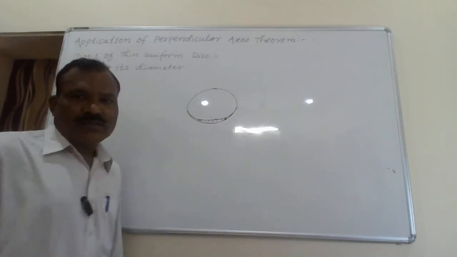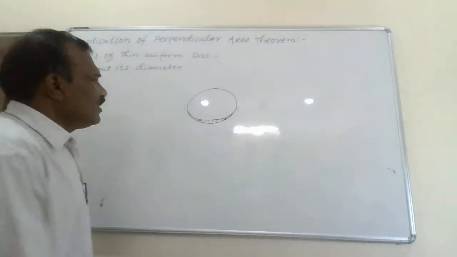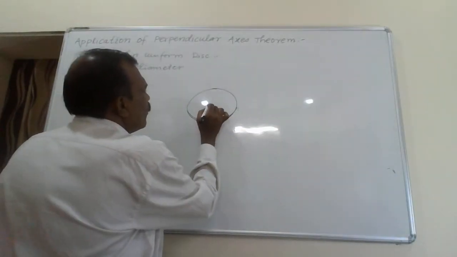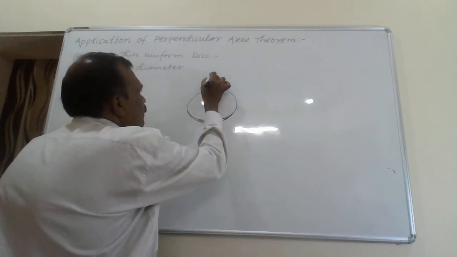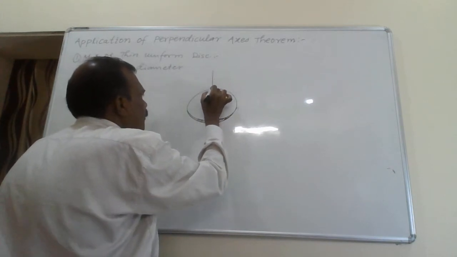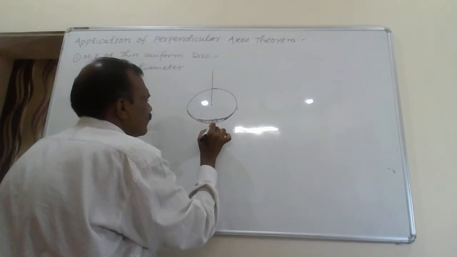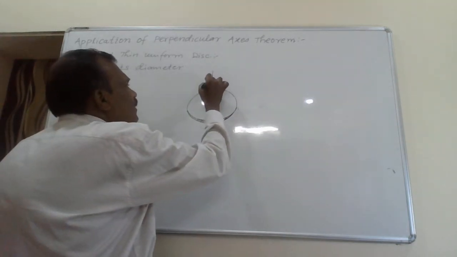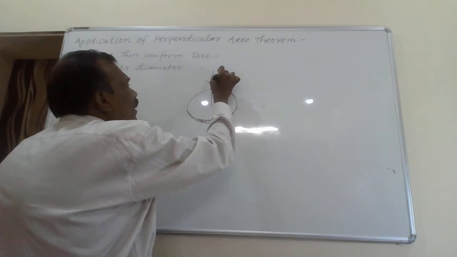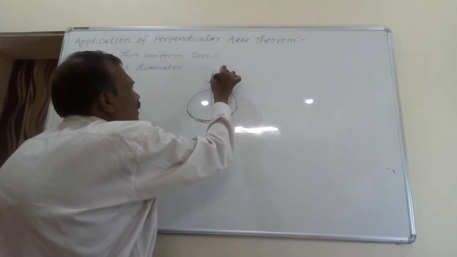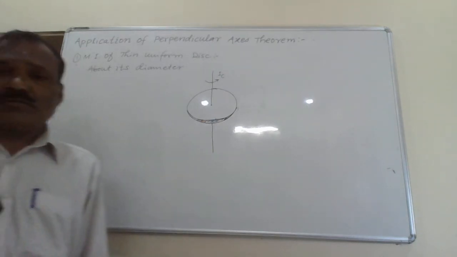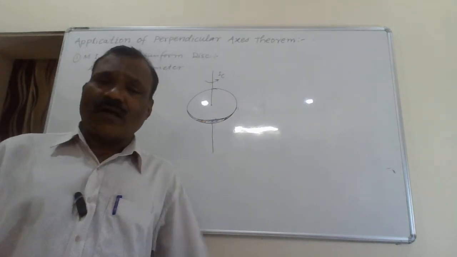This is our disk. It is thin, so its thickness is negligible. This is our axis, passing through the center and perpendicular to its plane. The moment of inertia of the disk about this axis is known as the moment of inertia about the center of mass, that is, about an axis passing through the center of mass.